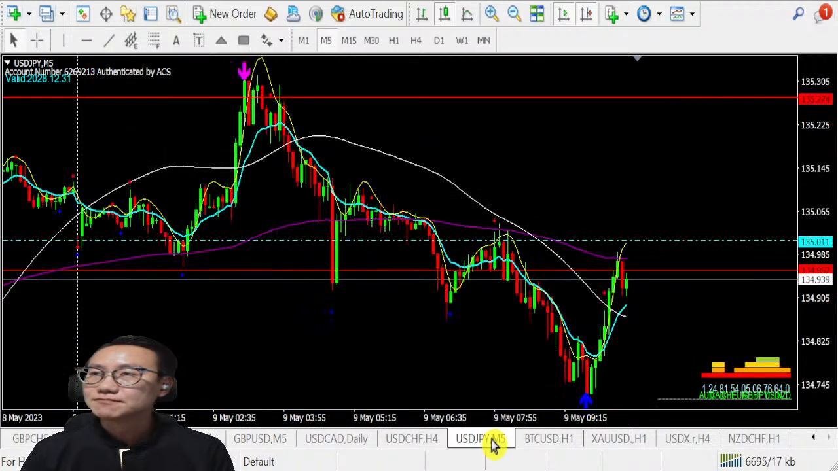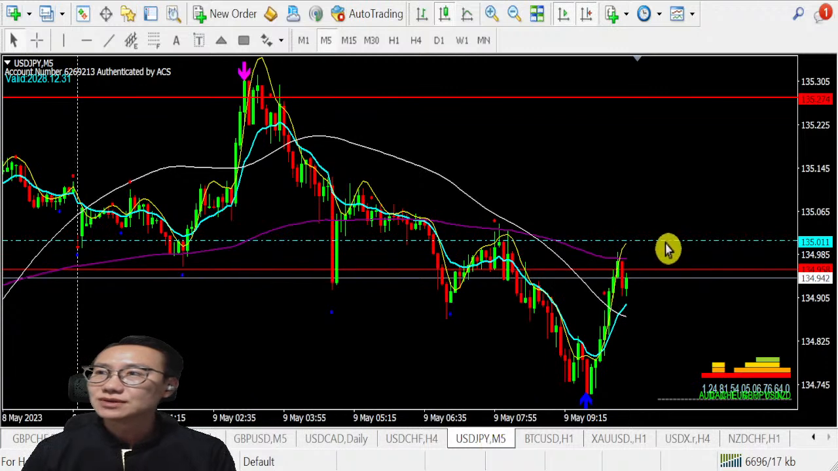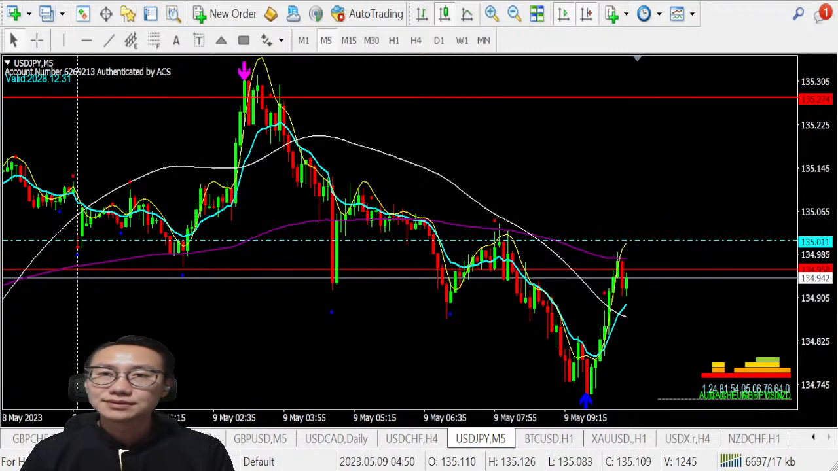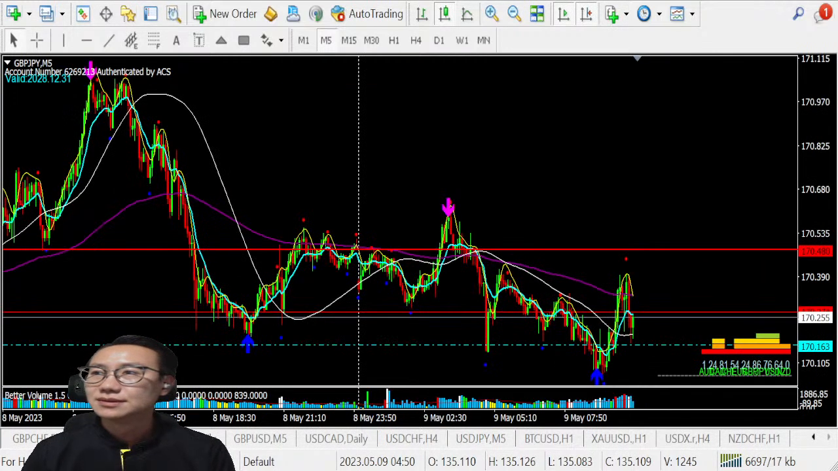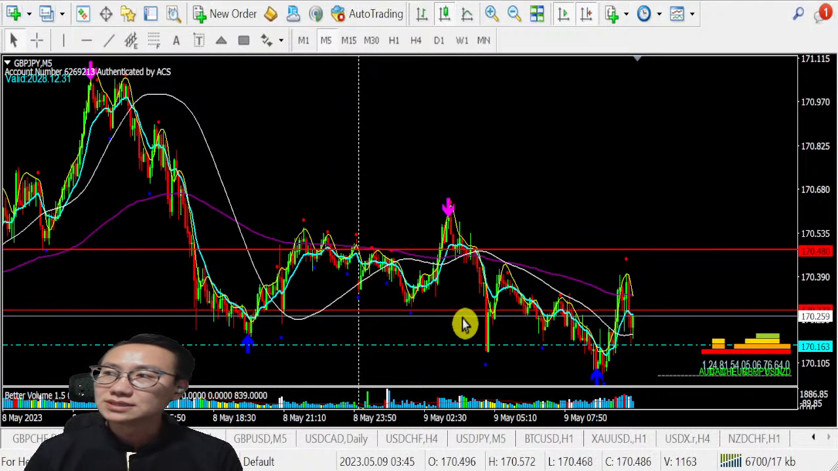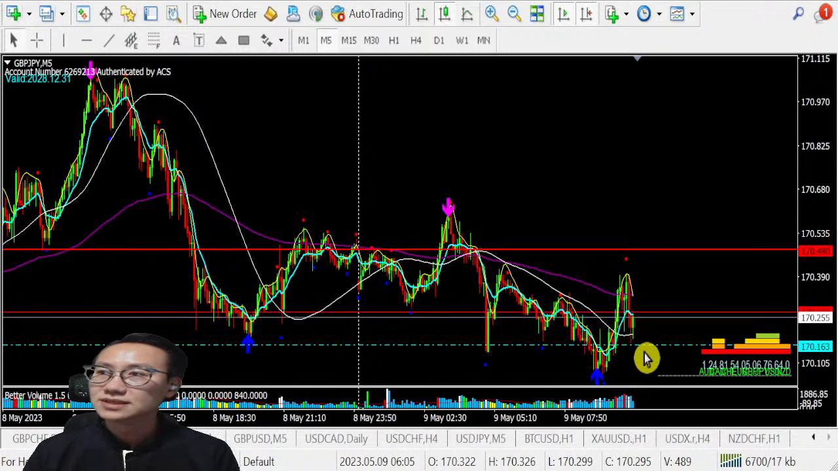Dollar yen. We are approaching into this area here. Then pound yen. Oh, it hits on this area here, huh?